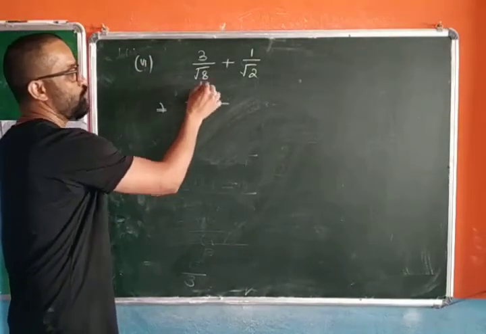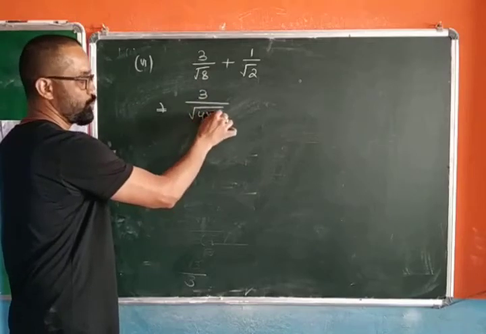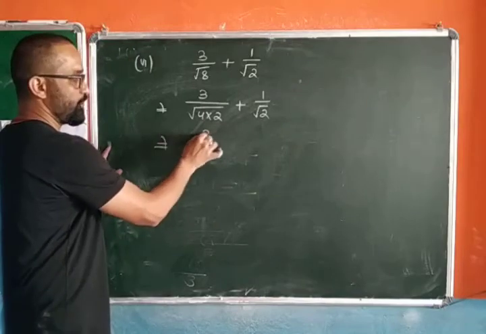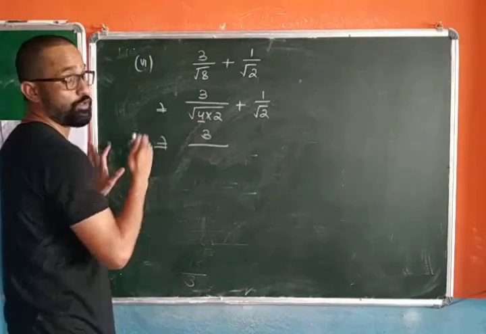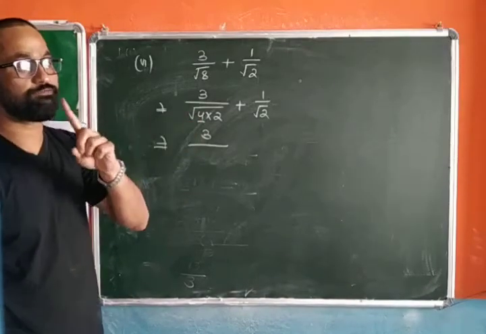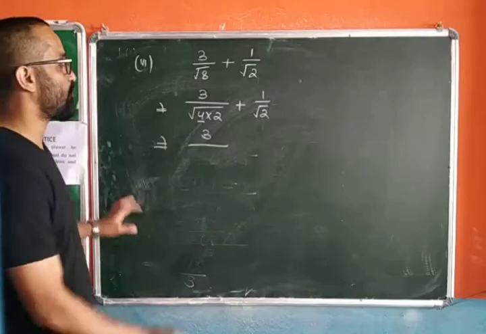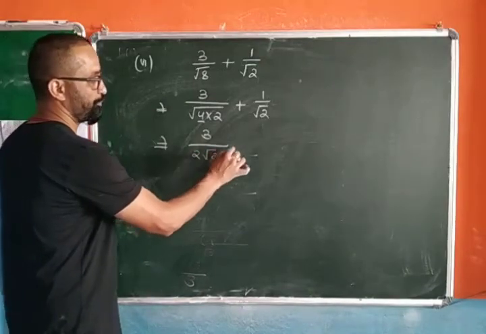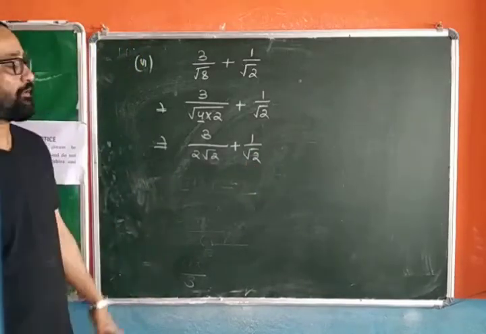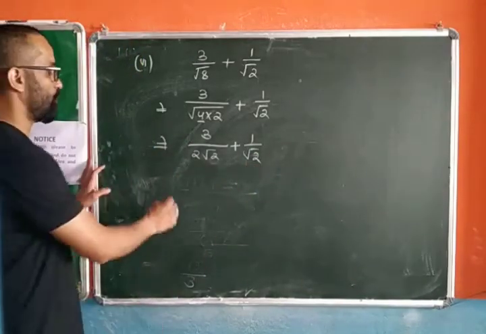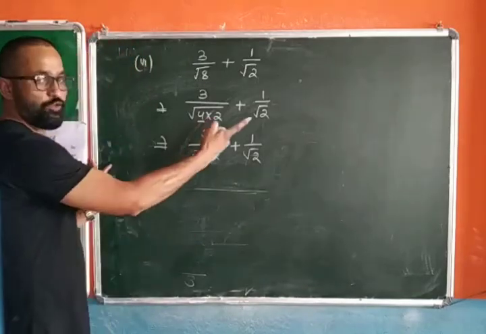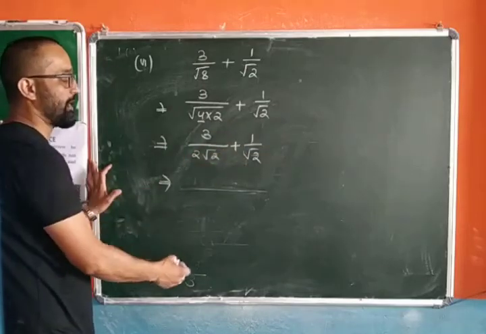3 by root 8, 8 can be written as 4 into 2. 1 by root 2. 3 you write as it is, square root of 4. You will get two factors in which one of the factors has to be a perfect square. 3 by 2 root 2 plus 1 by root 2. You can simplify by taking the LCM, or you can directly add it up. By taking common, you can add it up, or you can do directly.